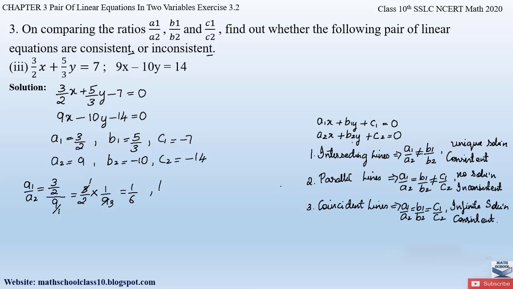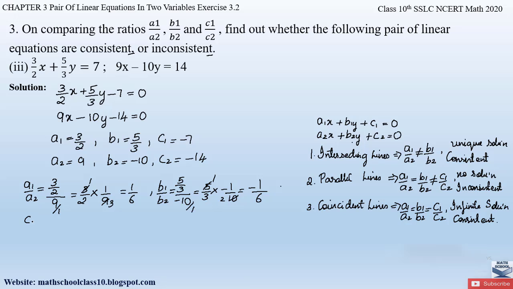Similarly, let us find out the ratio B1 by B2. Here B1 is 5 by 3 and B2 is minus 10. Reciprocating the denominator, we get 5 by 3 into minus 1 by 10. So cancelling 5 1 times, 5 2 times, this minus will come here. 1 into 1 is 1 divided by 3 2s are 6. So B1 by B2 value is minus 1 by 6.